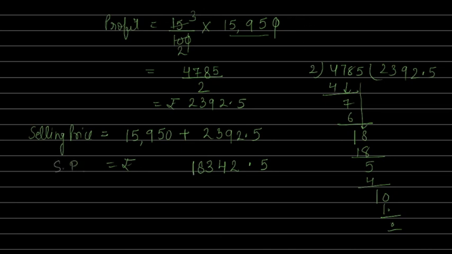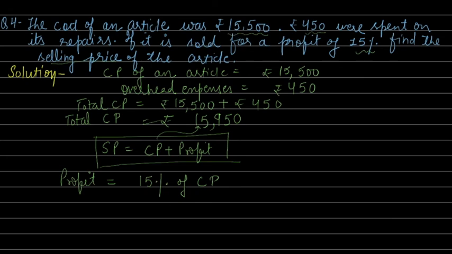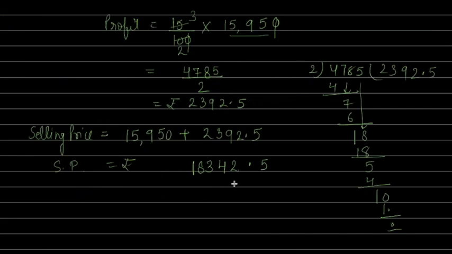I am again just explaining this question. So in this question, the cost of article was given and there were certain extra charges for the repairs given. These are called overhead expenses. So we have added this to calculate the total CP. Again, with a profit of 15%, you have to calculate the selling price. Always remember that profit or loss is always calculated on cost price. So cost price is given, we have calculated profit here and placed the values to calculate selling price, which comes out to be 18,342.5 rupees. So this was question number 4 of this exercise.